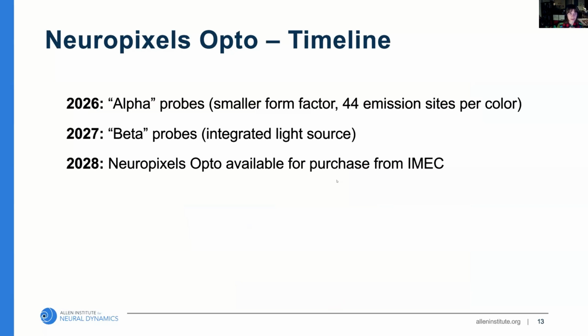So the current timeline would be that next year we should have some of these alpha probes, which have the smaller form factor and larger number of emission sites. And then perhaps by 2028, these Opto probes will be commercially available for purchase from IMEC.